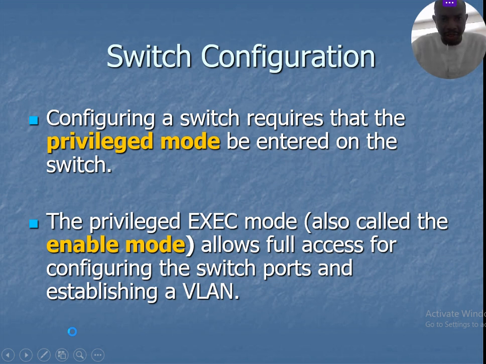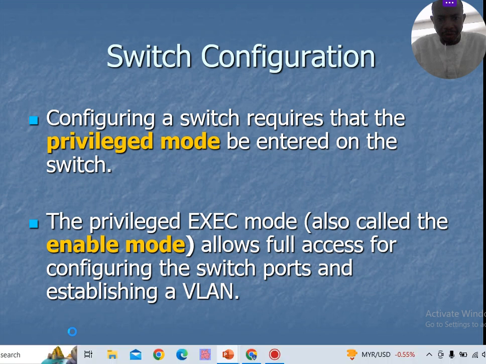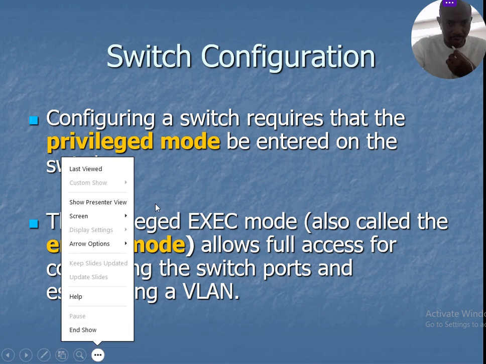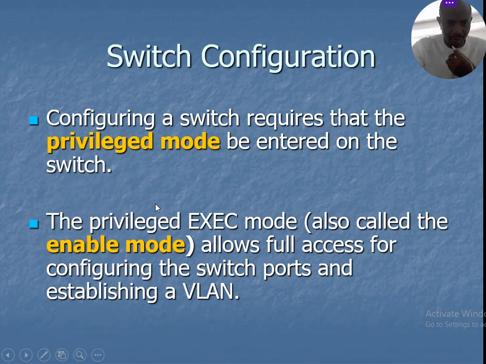Then you'll be able to have full access to the entire switch. You'll be able to do all the configurations that you want to do. Once you have access to the privileged execute mode, which is also called the enable mode, this allows full access for configuring all the switch ports, and you'll also be able to establish the VLAN.